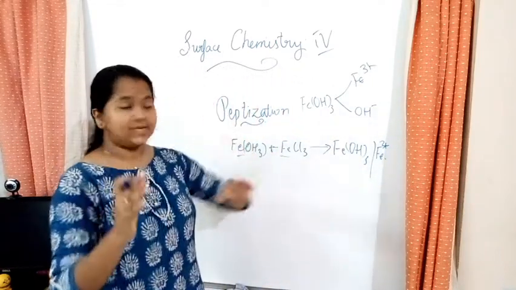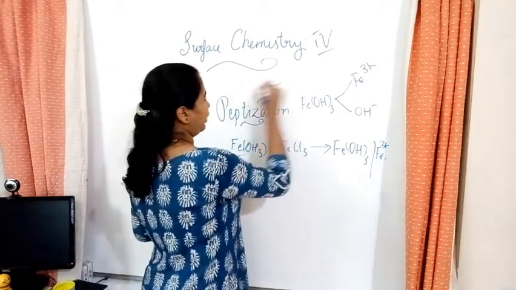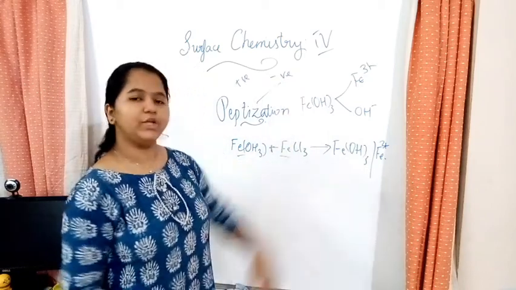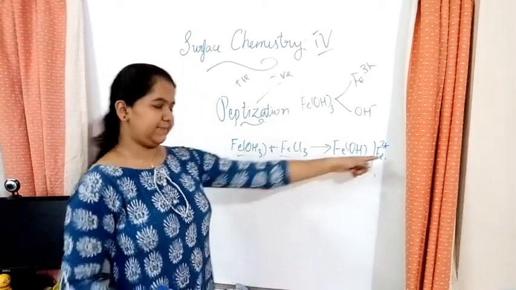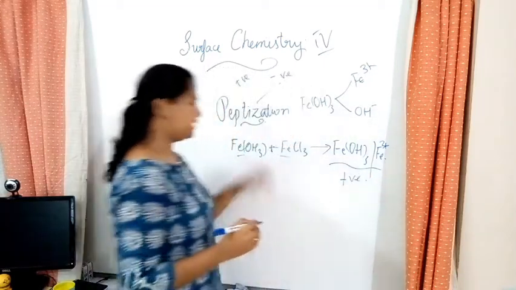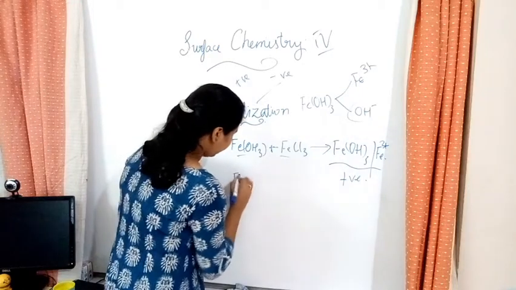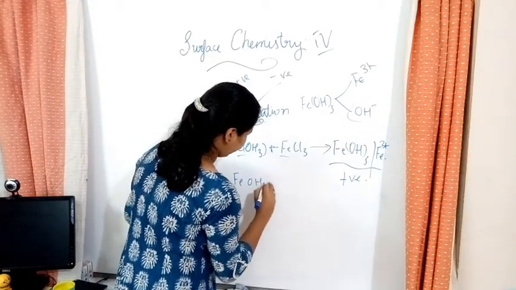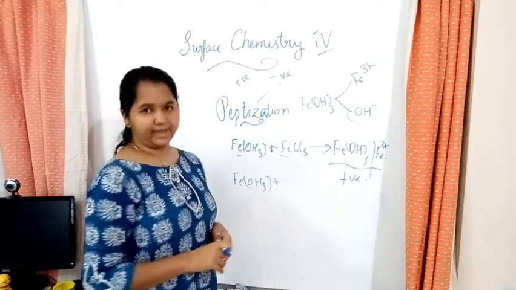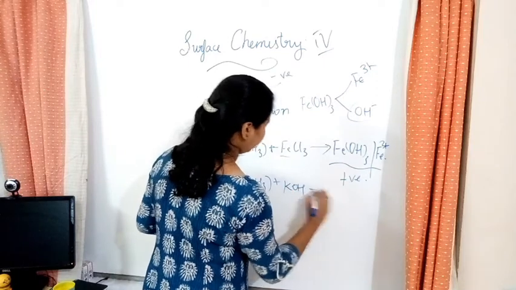As a result of peptization, we get two types of colloids: positive colloids and negative colloids. From this, what do you think this colloid is? There is a plus over here, so this is a positive colloid. Now let's take the OH minus. This is the same example, FeOH thrice plus, you can take NaOH, KOH, etc. I'm taking KOH. KOH gives what?